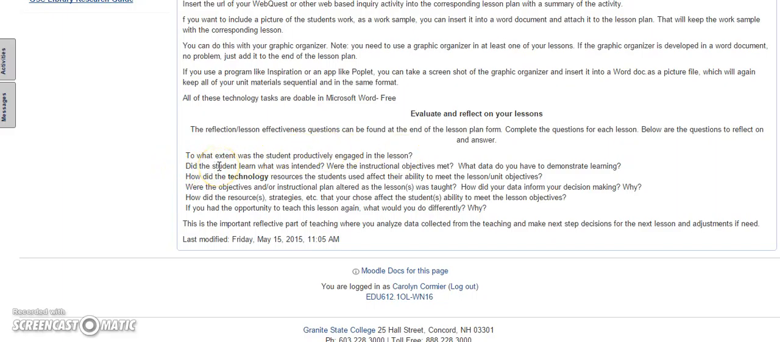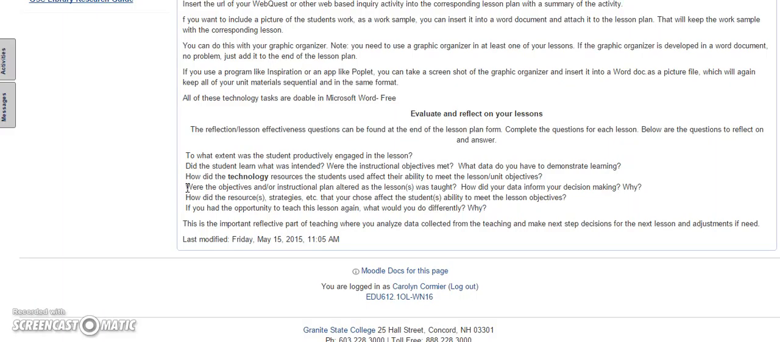So first, to what extent were your students productively engaged? You can think about your case study student or your student population as a whole. How do you know that they were engaged throughout your lesson? Also, did the students learn what you intended for them to learn? Were the objectives of your instructional methods and goals met? And what data do you have to support that understanding and to show that learning? Also, how did the technological resources that you embedded in your lessons affect your students' ability to meet your objectives? Did they impede it, or did they help students meet those learning targets?